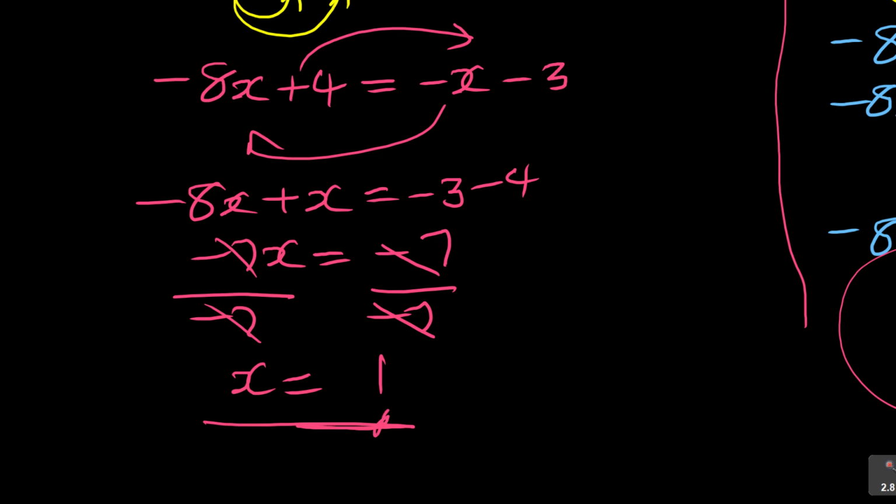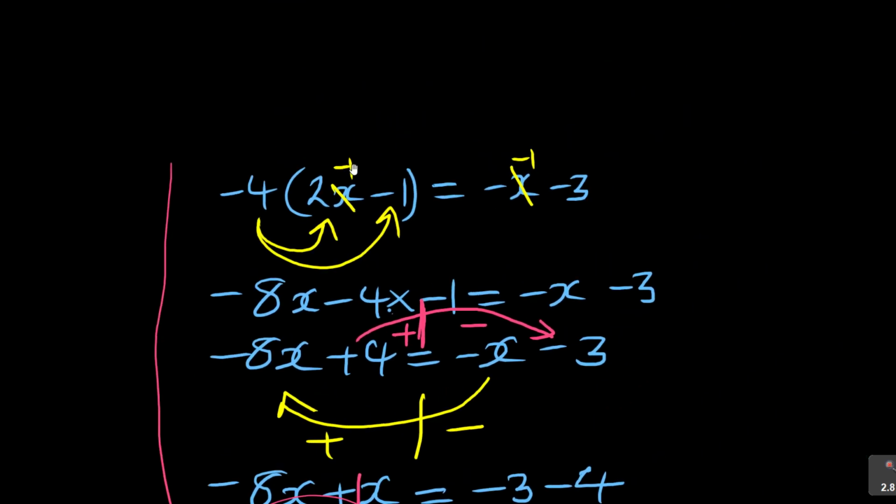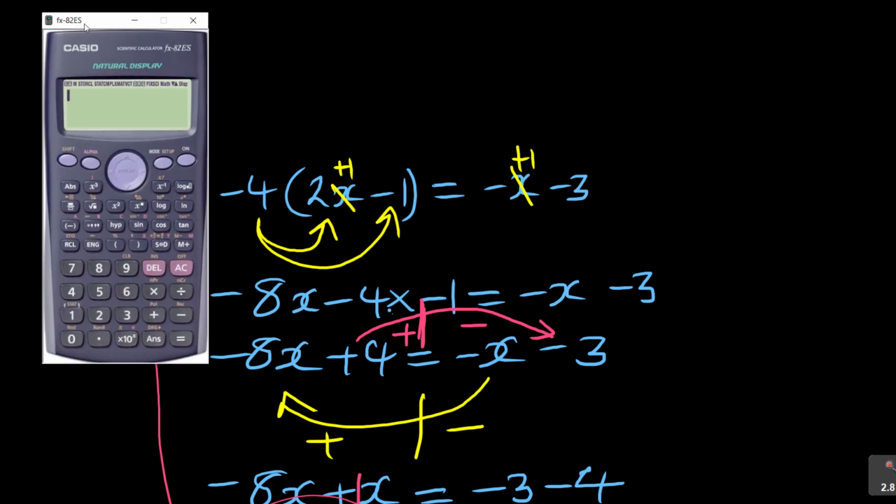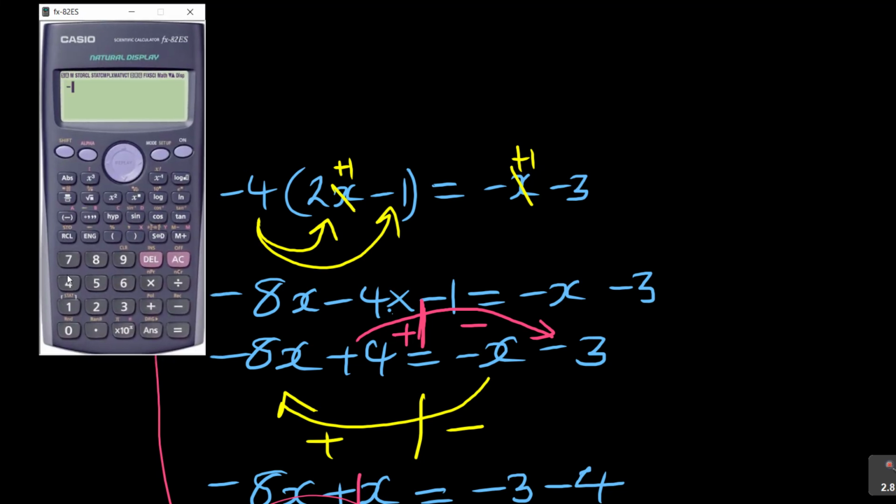You see the importance of testing your answer? When you come back here, I was testing with a -1. Now I must test with a positive 1. So let's do now with the calculator and see what it gives us. It's minus 4 bracket 2 times 1 minus 1.